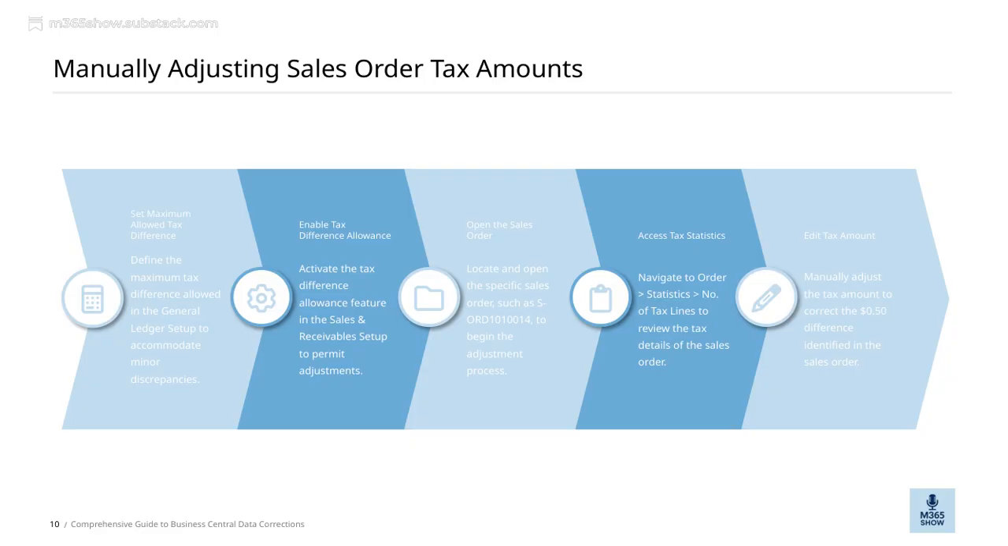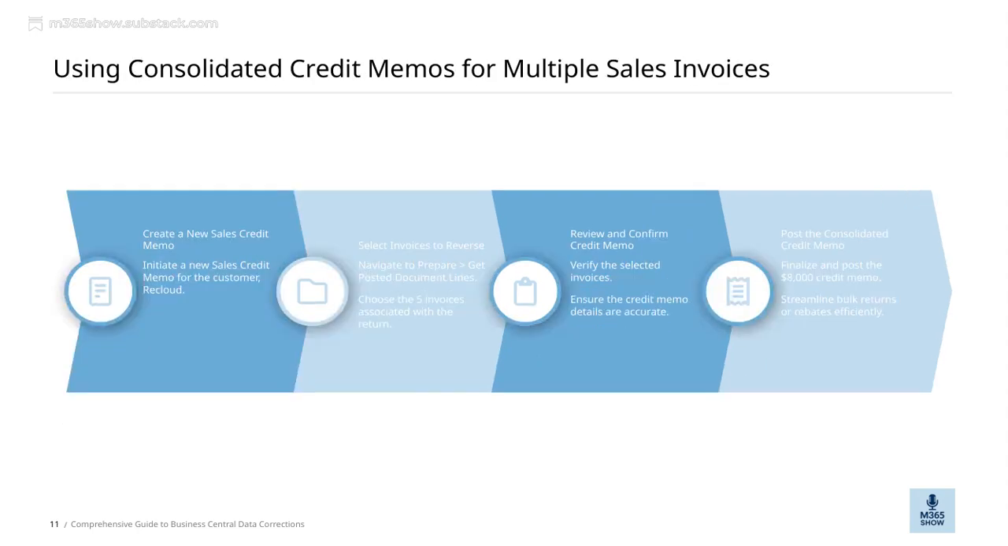By understanding these steps, you can confidently manage and correct minor tax discrepancies directly within Business Central, keeping your data accurate and compliant. Now, let's look at how to finalize and post a consolidated credit memo for multiple sales invoices.